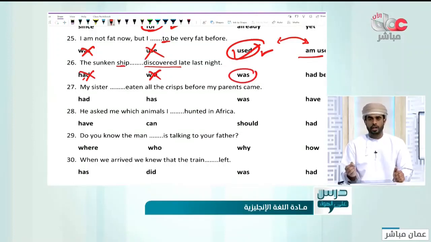Had been discovered, yes, it could work if you are saying that it is a past perfect passive. But why should we use past perfect in here? Do we have two actions? No, one action in the past. So it is the simple past passive. This one won't work.